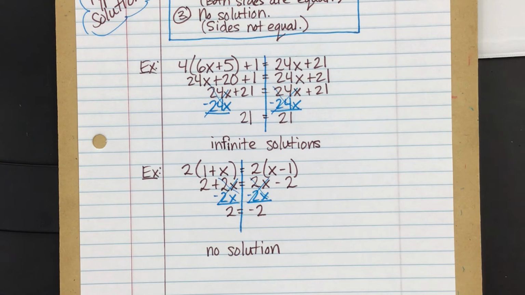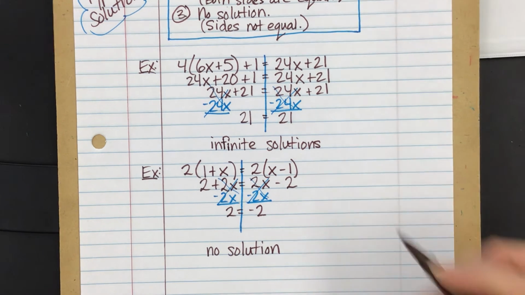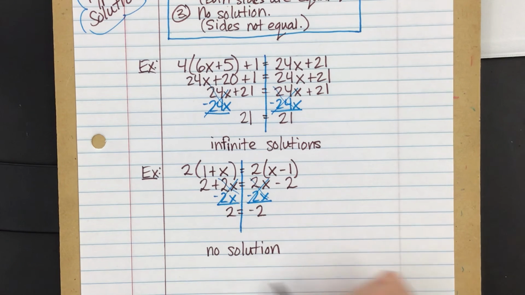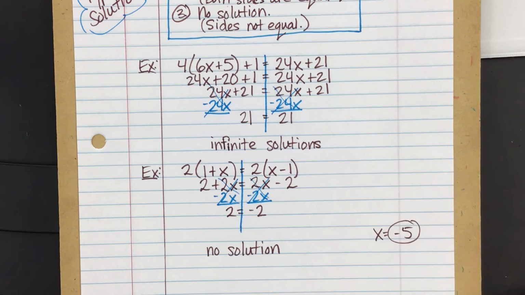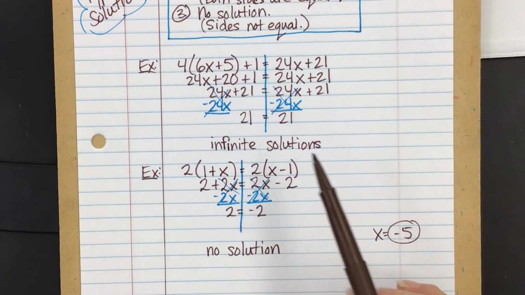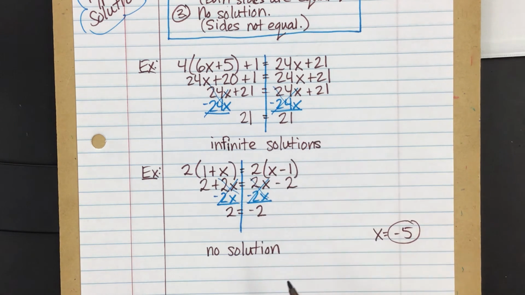Now you're going to find that for your assignment today, there are quite a few that have infinitely many solutions or no solutions, but you're also going to have some that are traditional one solution problems. So if you're doing a question and you find that x is equal to negative 5, type in negative 5 into the answer checker. So you're either going to type infinite solutions, no solution, or just the solution if you get a solution.